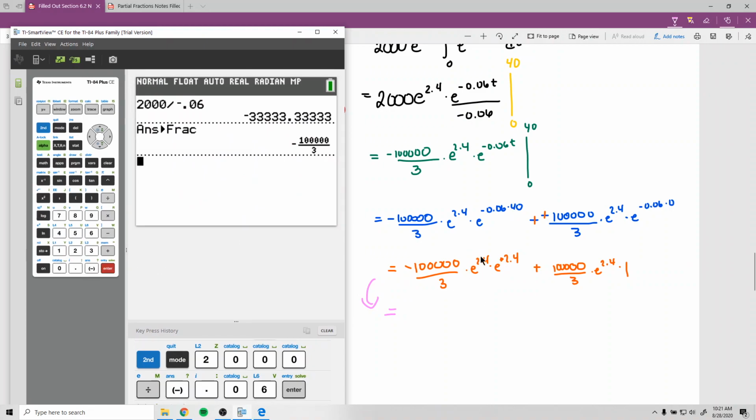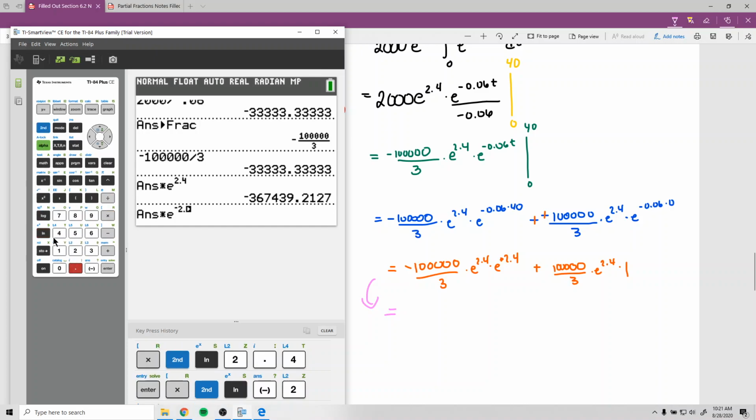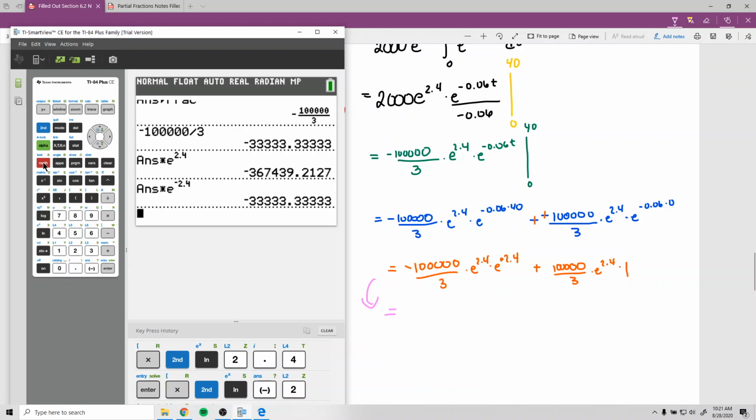Right, the first thing you'll notice is the exponents here. With exponent rules, it should come out to be a pretty easy answer. It should just be this number. We'll see how that works. So you've got negative 100,000 divided by 3 times e raised to the 2.4 times e raised to the negative 2.4. We can leave it as a decimal because we're trying to understand the number here.